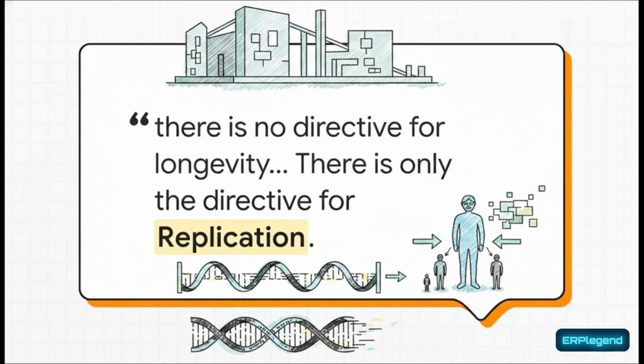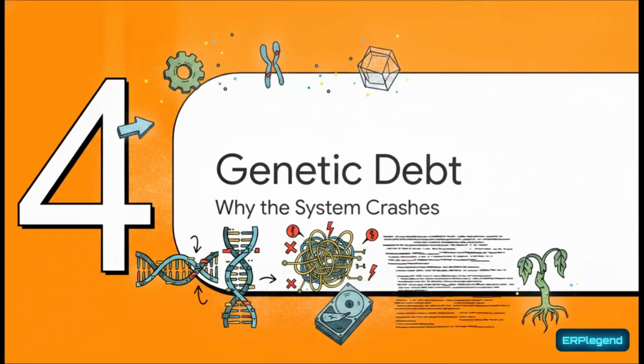In the architecture of life, there is no directive for longevity. There is only the directive for replication. Evolution doesn't care if you live to be 100. It really doesn't. It only cares that you live long enough to pass on the source code to a successor. Once that's done, you basically become redundant data. Which brings us to Section 4, Accumulating Genetic Debt, and why the system crashes.